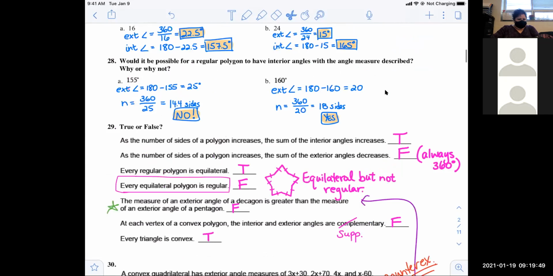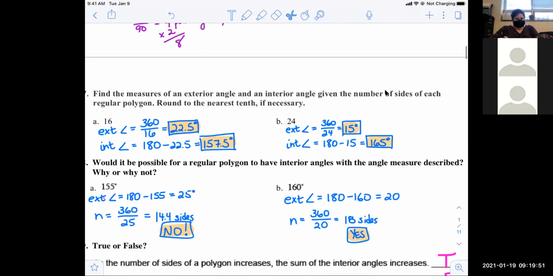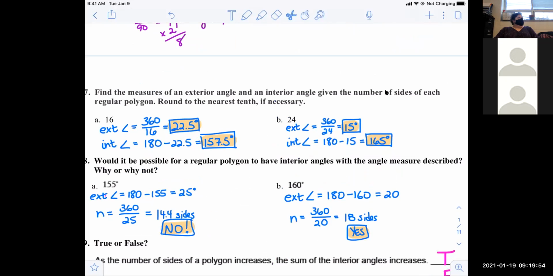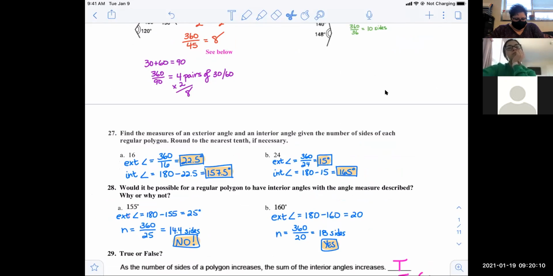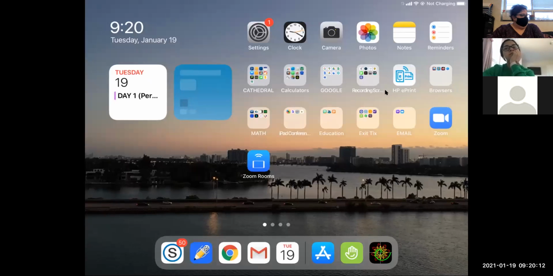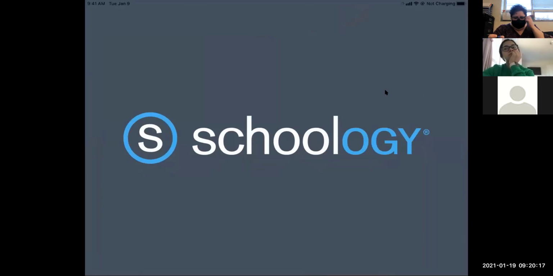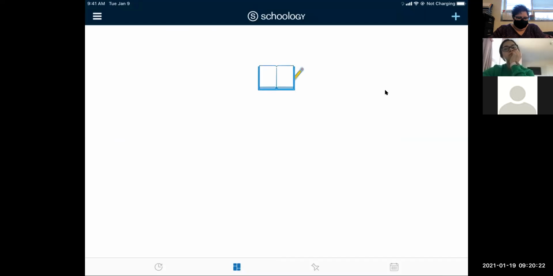27. This one? Any other problems on homework that you'd like me to go over? Okay, your homework will have some more review of lesson 6.1. We're going to be doing lesson 6.4 on special parallelograms.